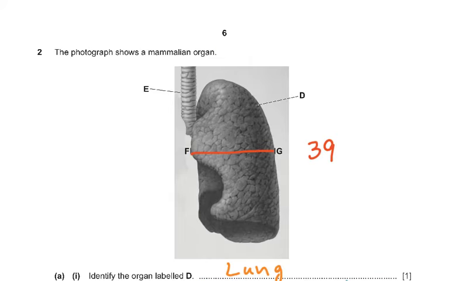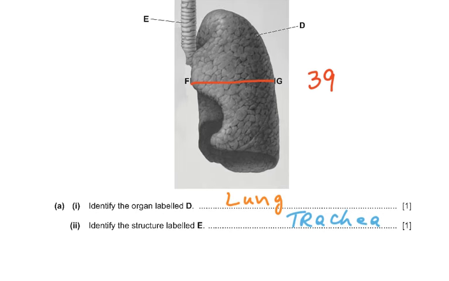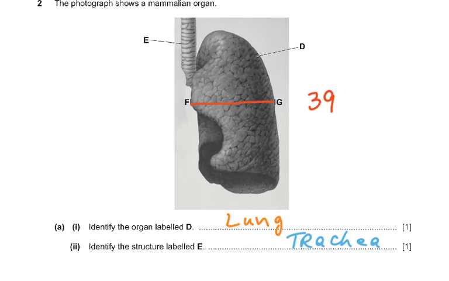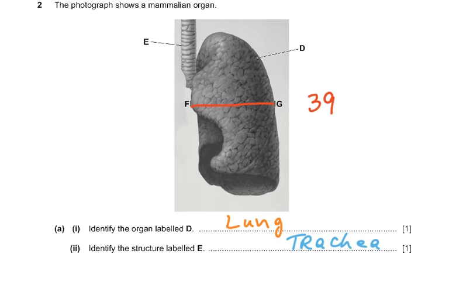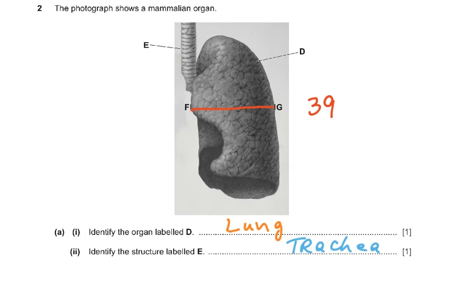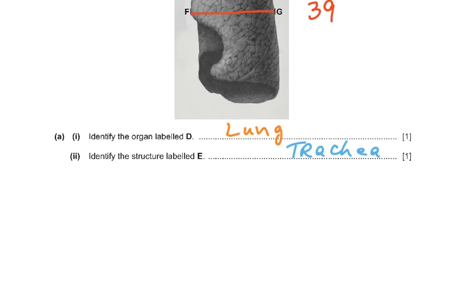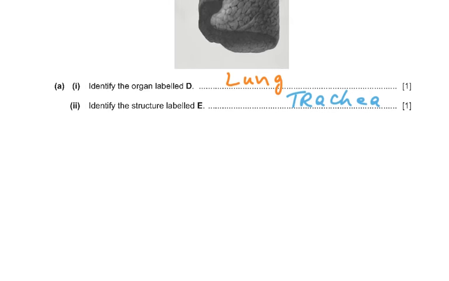Now we come to question number 2. The photograph shows a mammalian organ. E is labeled as the trachea, and D is the lungs, and then there is a line with an F and a G on it, which is just there for another part of the question. So identify the organ labeled D. You know it was the lung, and the structure E was the trachea. Everybody knows that, and you just have to write it. Spelling should have been correct. If it was a very weird spelling, probably we won't give you a mark for that.